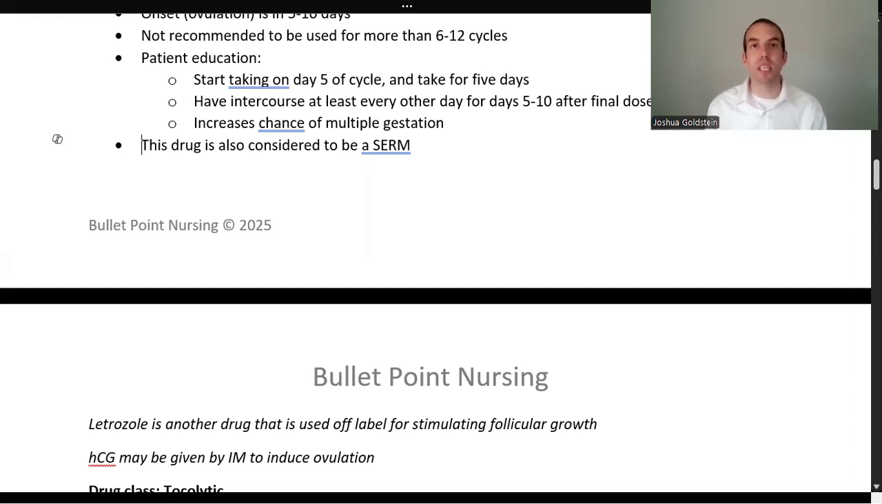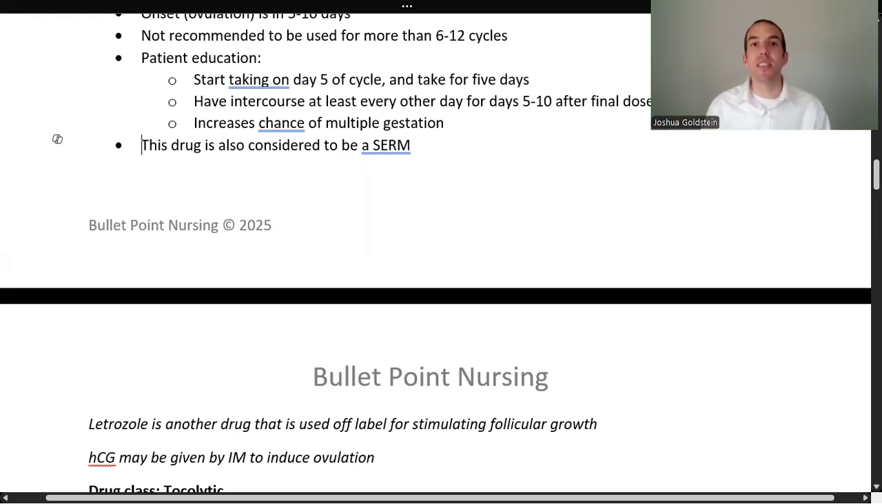If the patient can't use it for 6 months, I've seen some of the books say 12 months. In real life, the OBs I know usually limit it to 6 months, 6 cycles. And if it didn't work at that point, we would move on to counseling about IVF or IUI or something like that, which we're not going to get into in a pharmacology lecture.